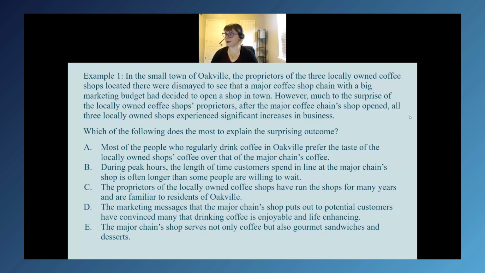Okay. In the small town of Oakville, the proprietors of three locally owned coffee shops located there were dismayed to see that a major coffee shop chain with a big marketing budget had decided to open a shop in town. However, much to the surprise of the locally owned coffee shop's proprietors, after the major coffee chain shop opened, all three locally owned shops experienced significant increases in business. Which of the following does the most to explain the surprising outcome? That's a tip that it's a paradox question because the question stem is surprised by it.